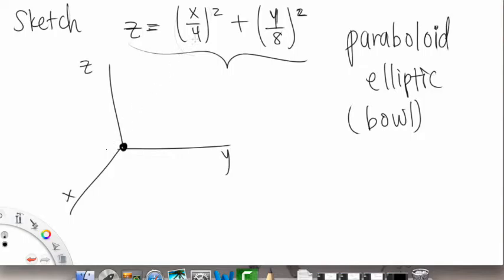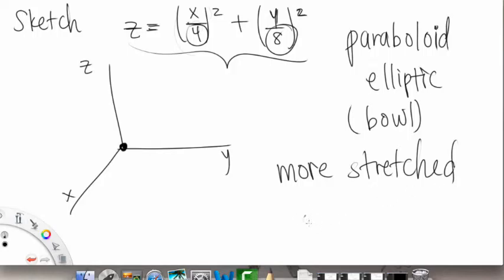But in the x direction, as I was saying, it's a smaller distance, right? Because we have a 4 on the bottom there, and an 8 under the y. So it's actually going to be more stretched, not necessarily twice as stretched, but more stretched in the y direction.